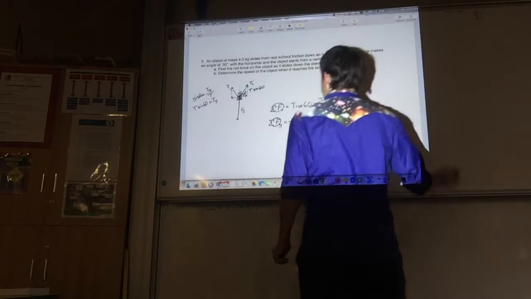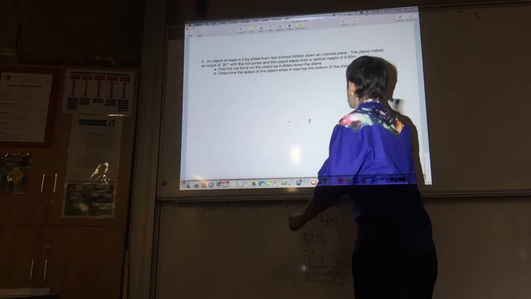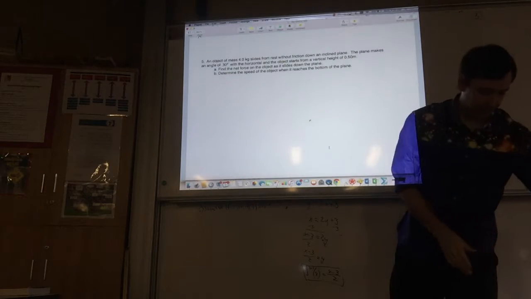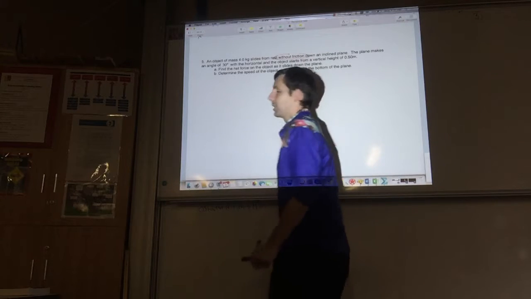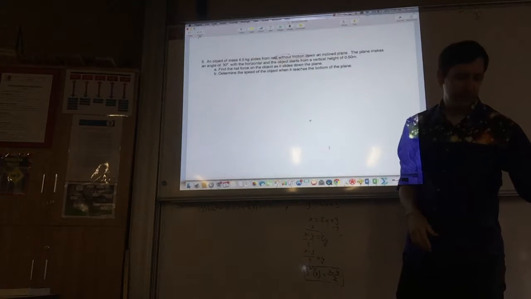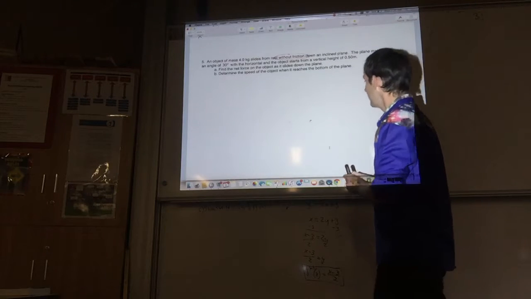Last question. An object of mass 4 kilograms slides from rest without friction. Note that it says without friction. Don't put friction in your sign diagram. If there's friction, don't add a resistive force. Don't add any of those things if it says without friction. Down an inclined plane. Inclined plane.